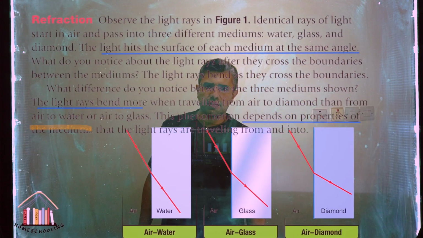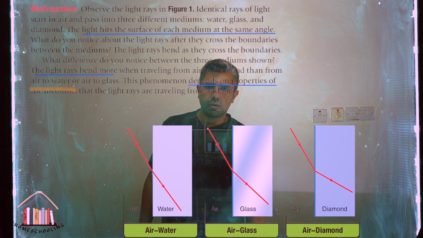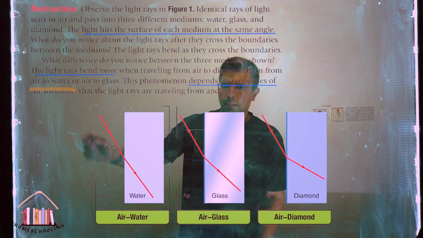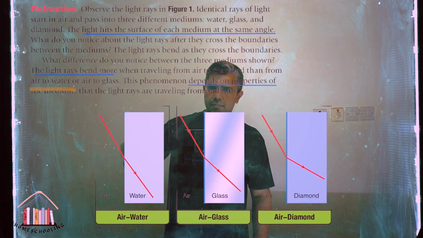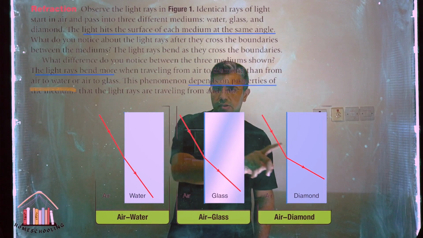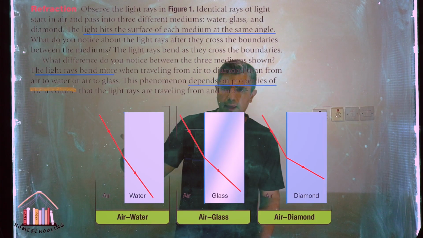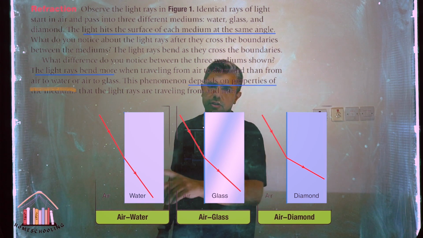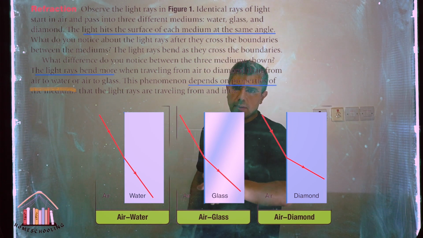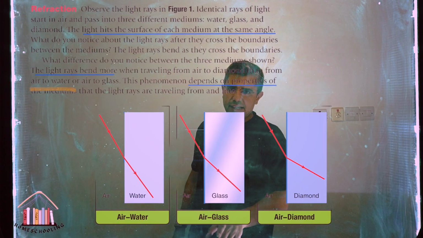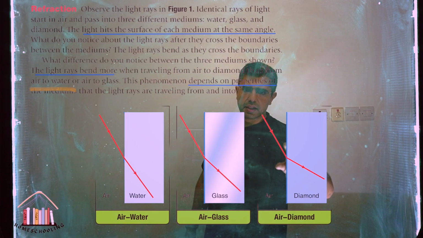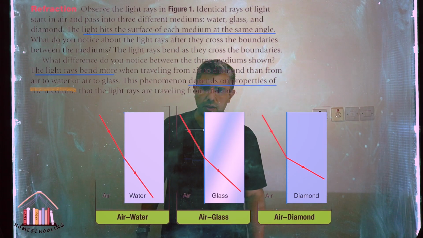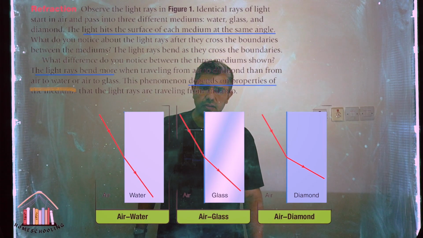Here we have different mediums. Let's start with the figure, then we go to the text. We have a laser of light passing through different mediums. It's the same light passing through 3 different mediums, as you see here. In the first case, the light crosses the water boundary. Then the same light hits the boundary of the glass, so it's an air-glass medium. And then at the end, from the air, it bends and enters the medium of the diamond. So what are we getting from this?